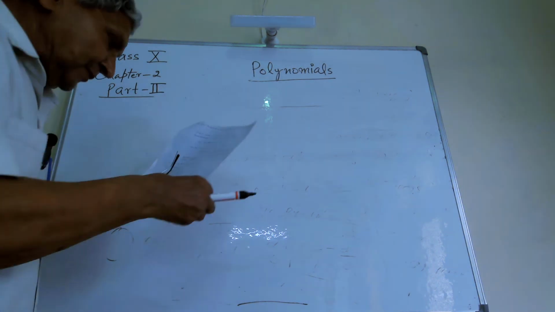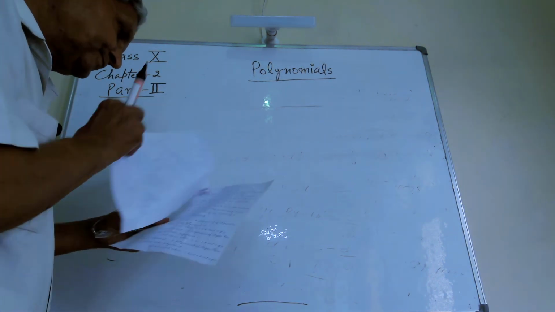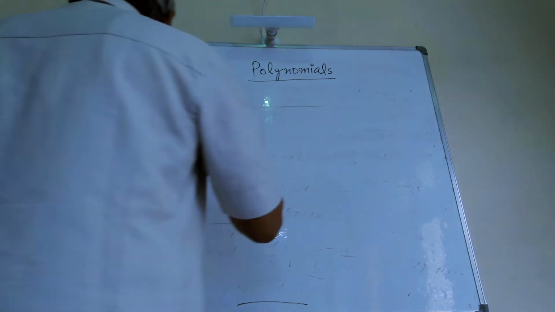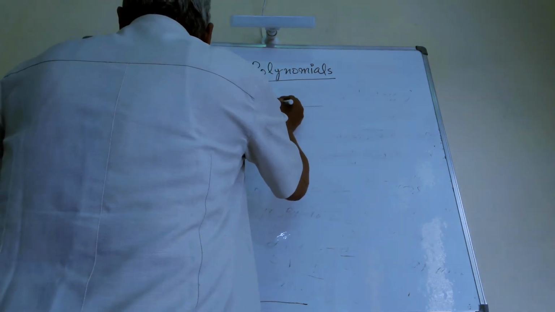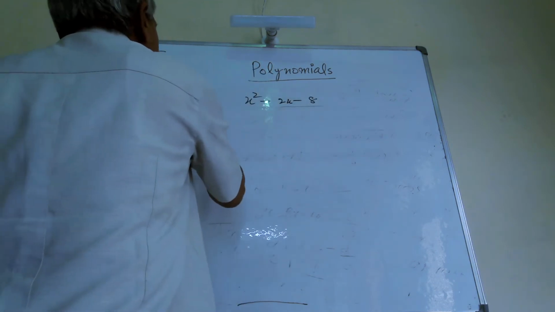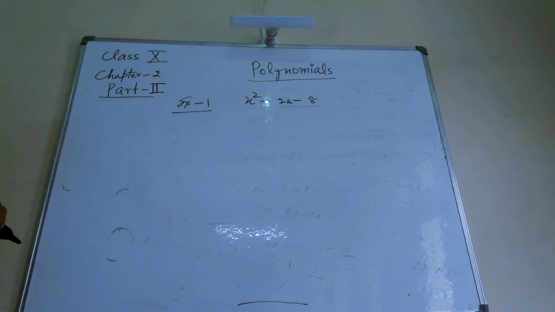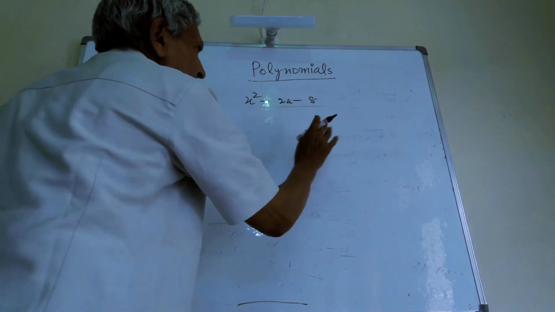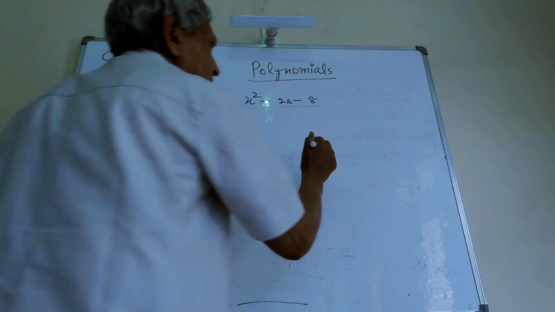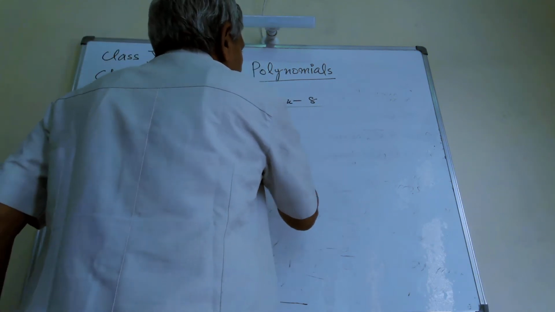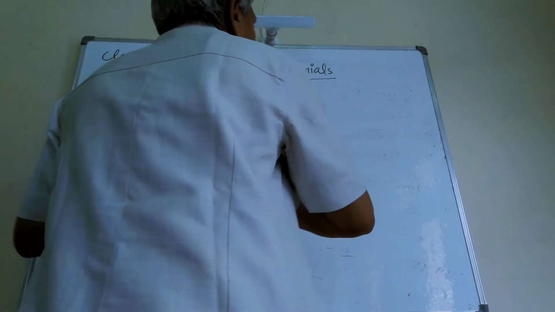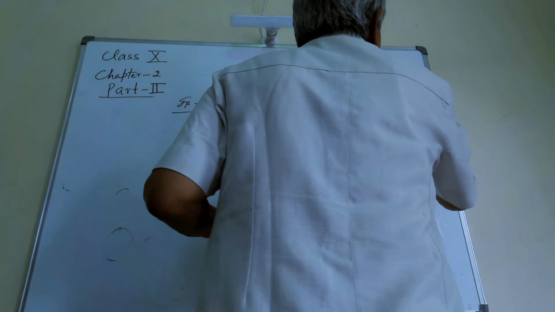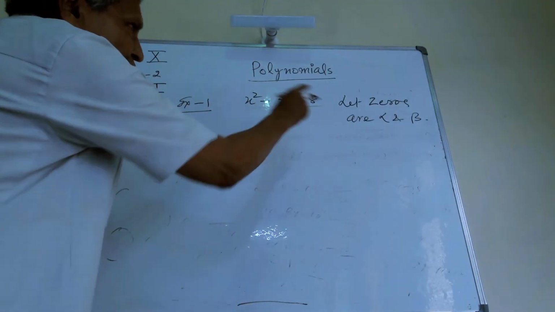Now I am taking one question: x square minus 2x minus 8. This is the example. x square minus 2x minus 8 is a quadratic polynomial. And according to the condition, this quadratic polynomial can have at most two zeros. Let the zeros be alpha and beta.